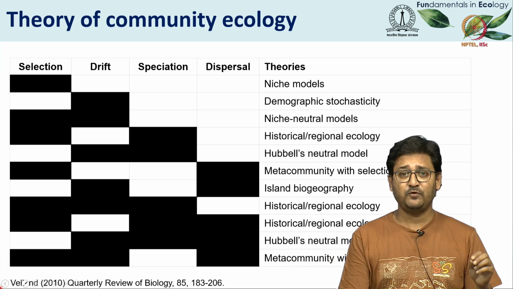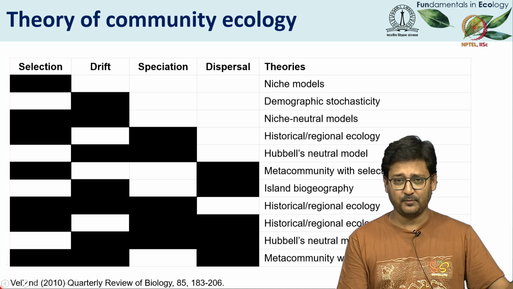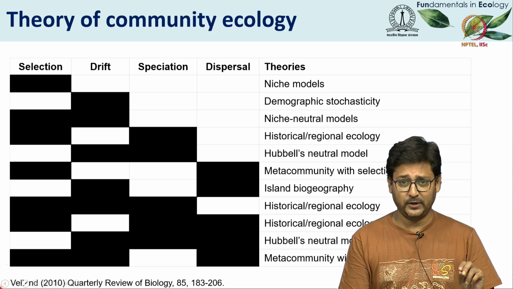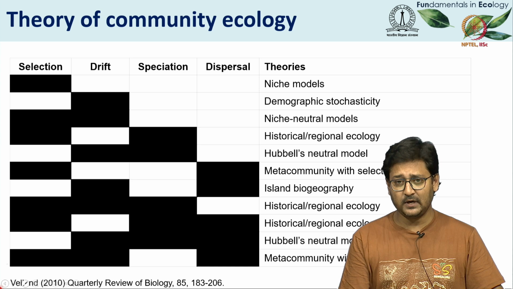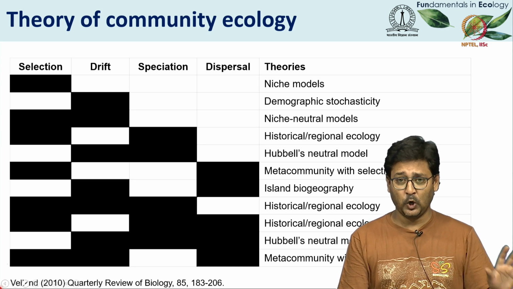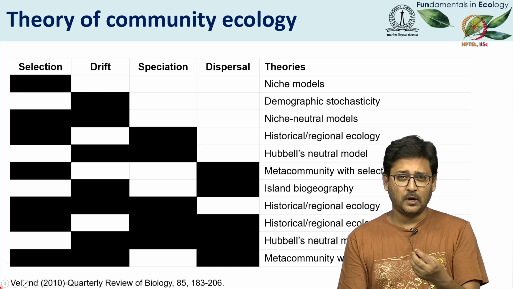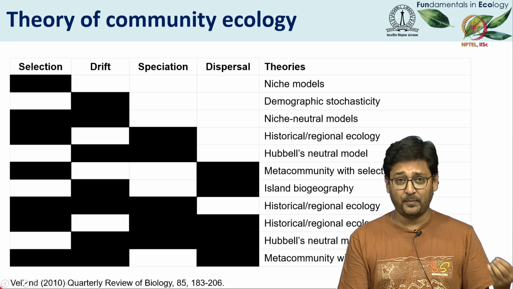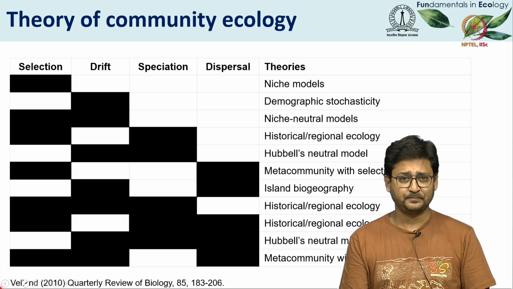For example, let's say there is a hypothetical community in which selection is the only process operating. So it's only things like how organisms respond to their environment, how they respond to each other, how they interact with each other. That's purely selection. That is sort of traditional community ecology. Those models of community assembly are called niche models. Where there's only drift operating, what is happening is something called demographic stochasticity, and we'll see what that is.